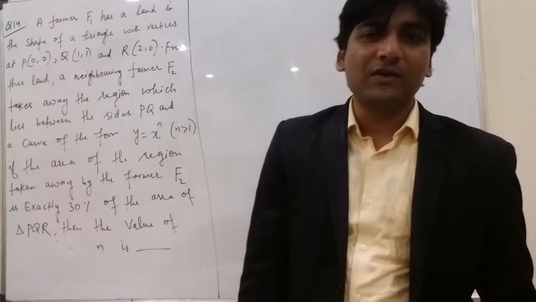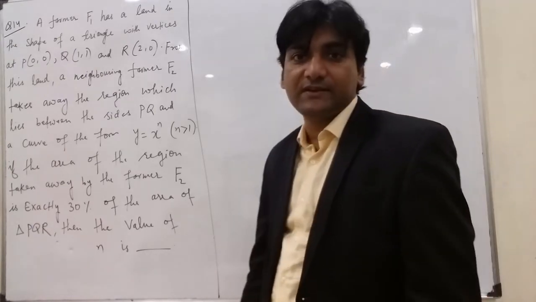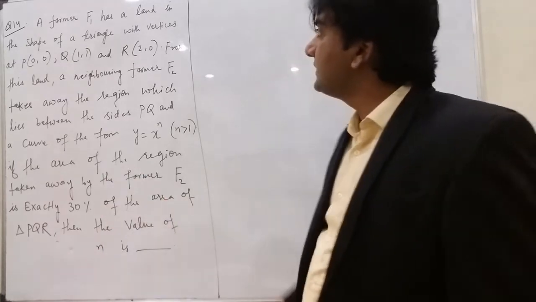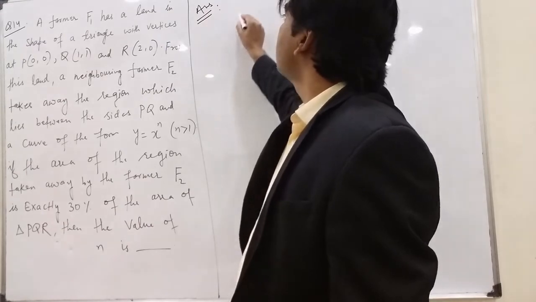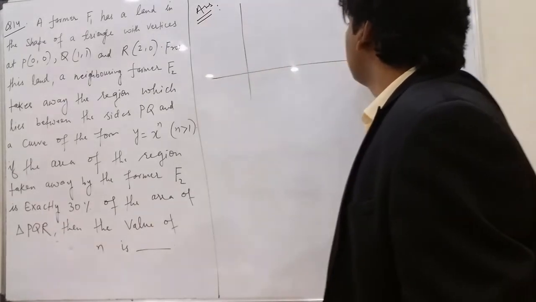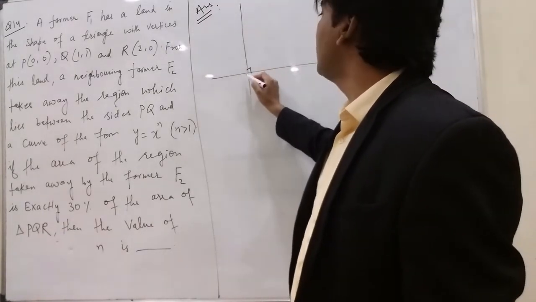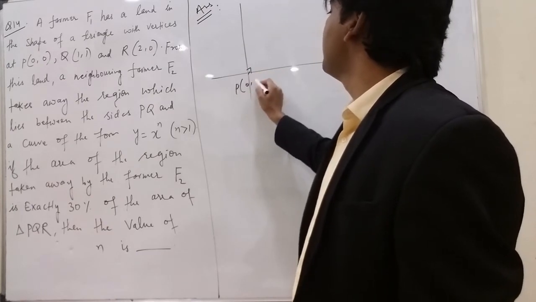I think this is a simple one. This is based on coordinate geometry as well as definite integration. Let us understand. Okay, so first of all, we will draw a possible graph for this. P, which is (0, 0).